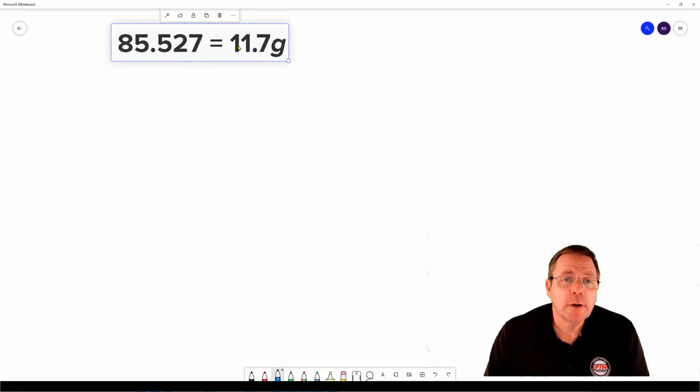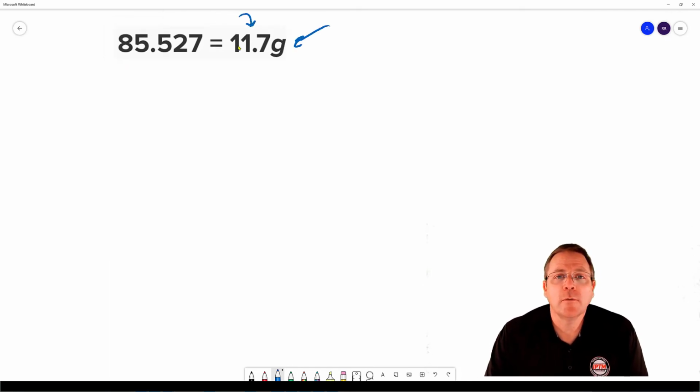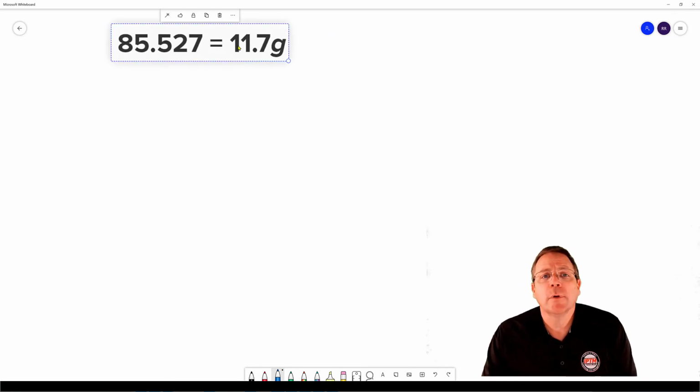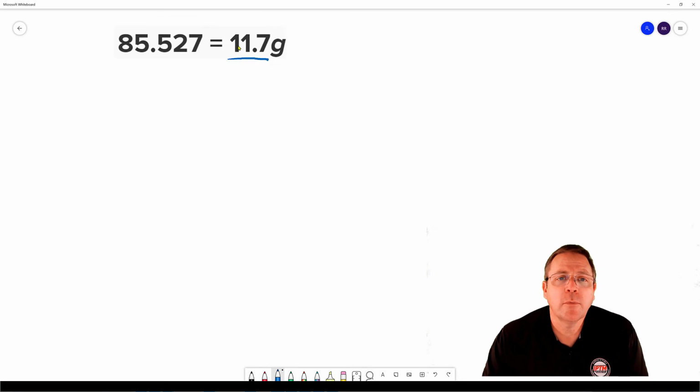So, the final goal of an equation, isolate your variable. What's your variable? It's g. Who's g's friend? It is 11.7. And what is 11.7 doing to g? It's multiplying. How do we undo times 11.7? By dividing 11.7 on both sides.